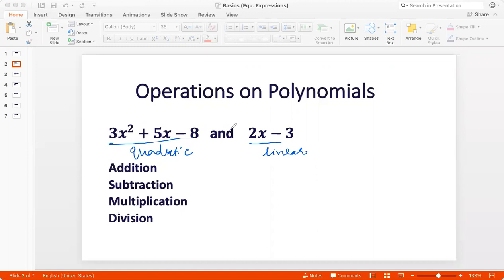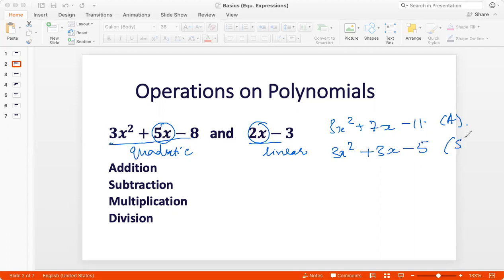So if I add these, basically I would look at adding like terms. So here 3x squared remains 3x squared. 5x and 2x get added to become 7x. Minus 8 minus 3 becomes minus 11, right? So that's addition. If I were to subtract, then 3x squared remains 3x squared. 5x minus 2x becomes plus 3x, and minus 8 plus 3, because minus of minus 3 would be plus 3, would become minus 5. So this is the subtraction.